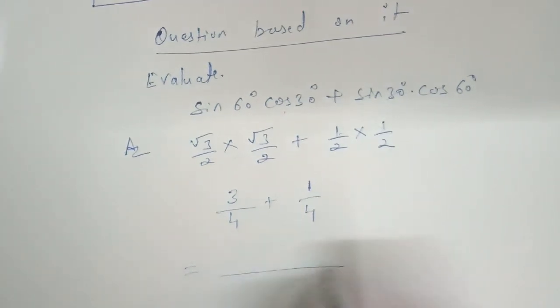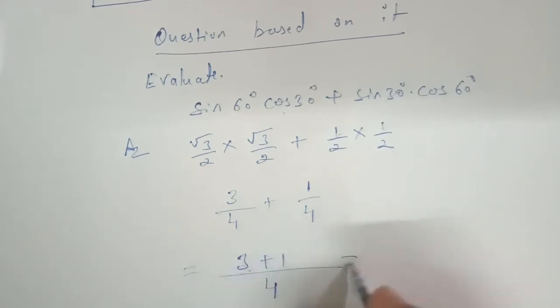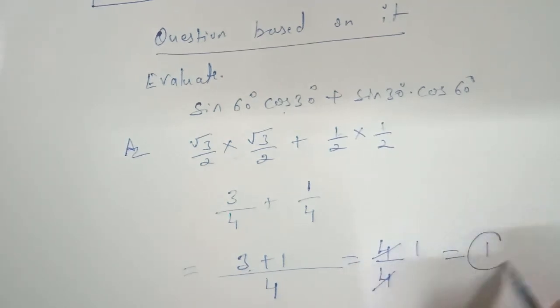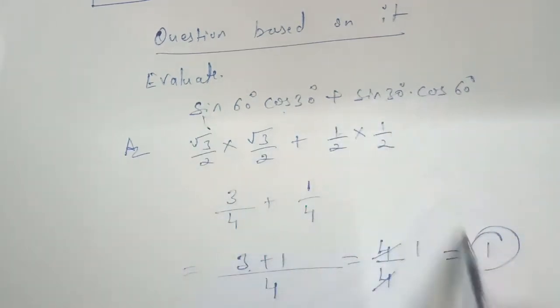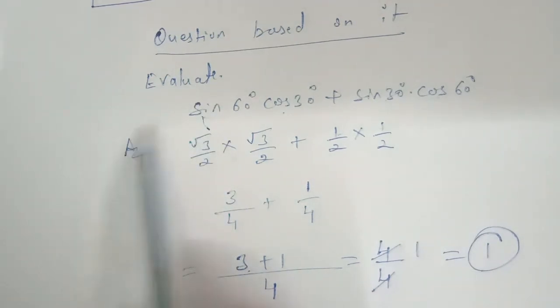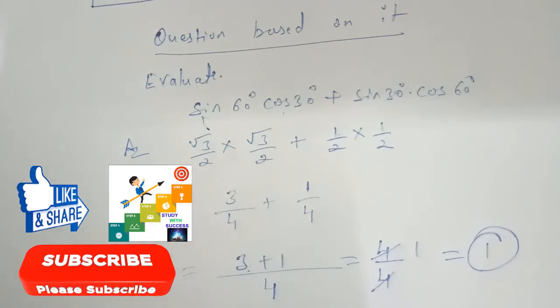Take the LCM. We get 4 at the denominator. 3 plus 1, after addition, gives 4, and 4 upon 4 means 1. So here we get the value of this combination equal to 1. So student, you can solve any problem based on trigonometric table. What you have to do, you have to substitute the value and you have to do the basic calculation work.